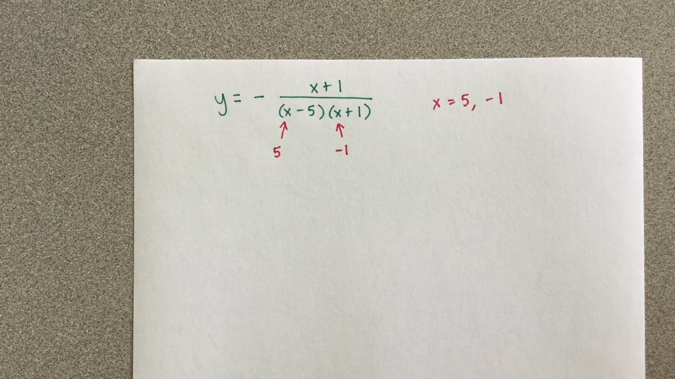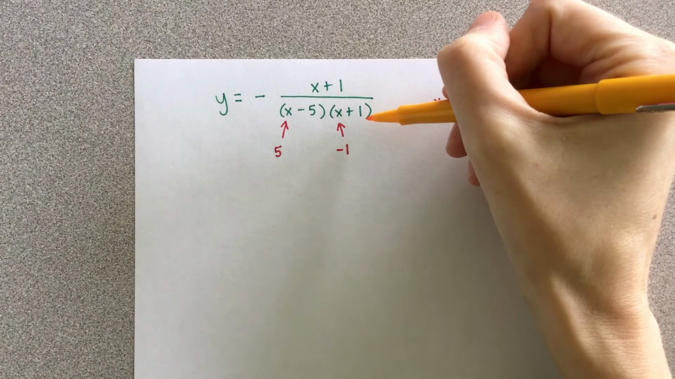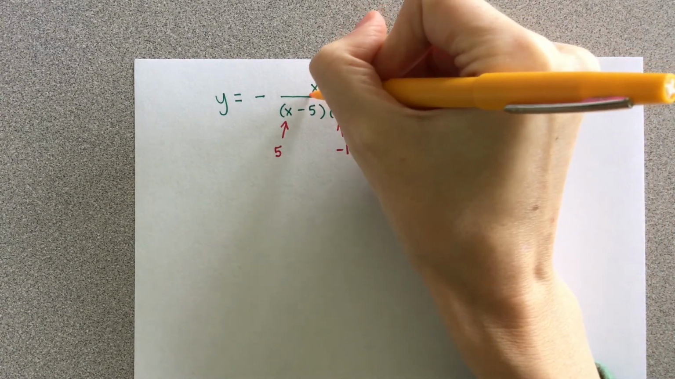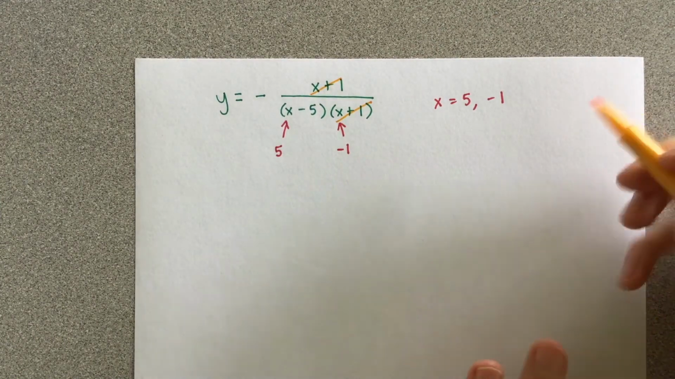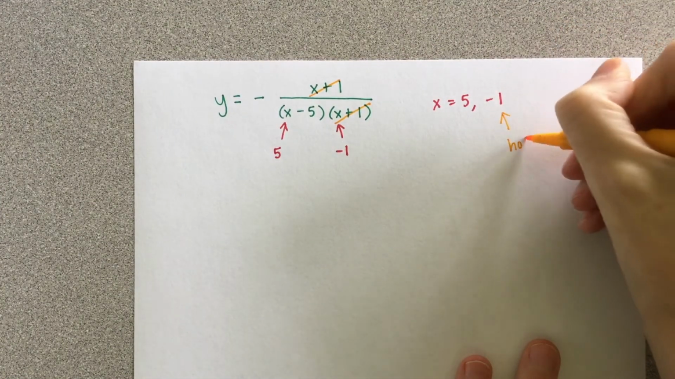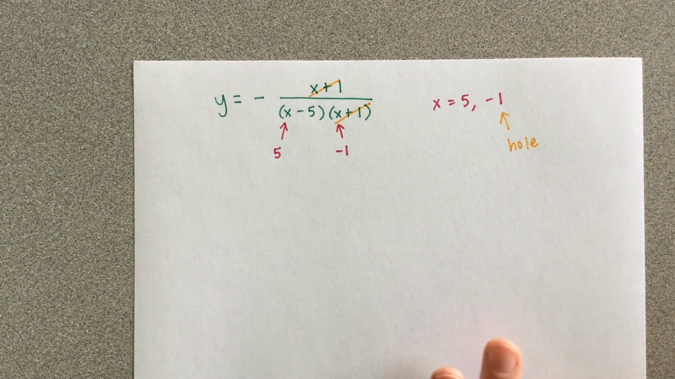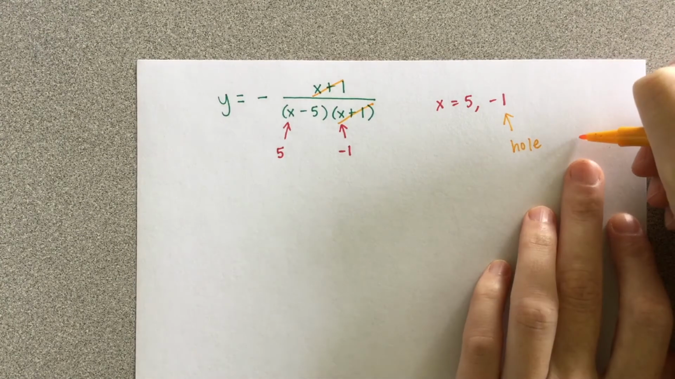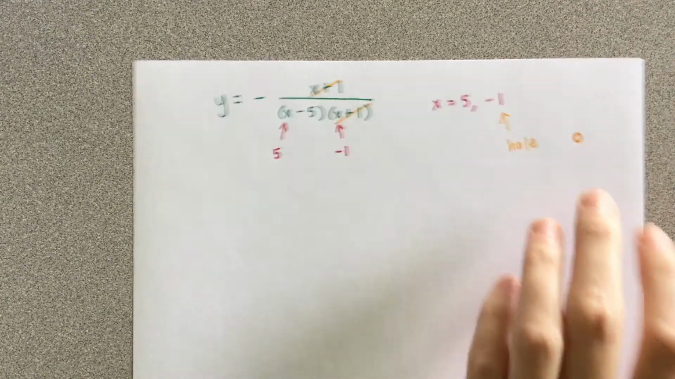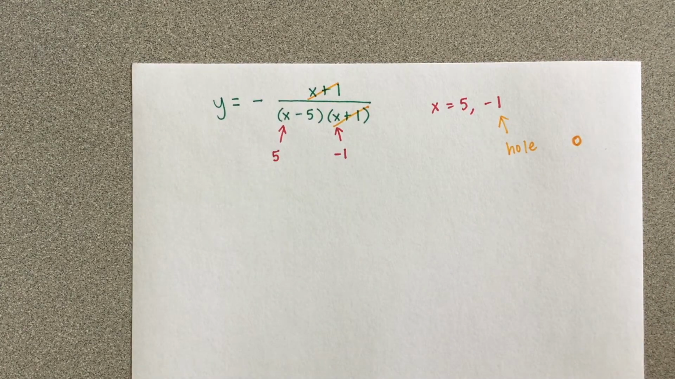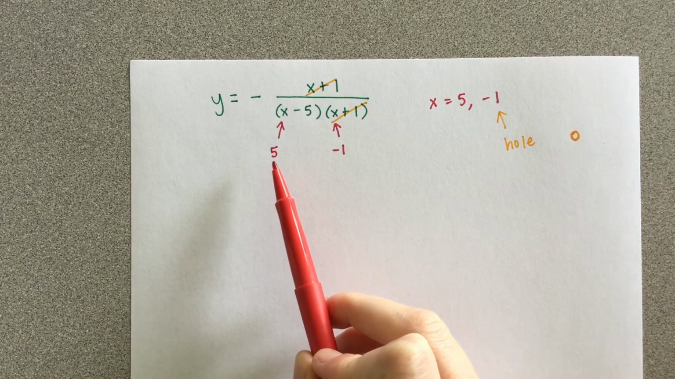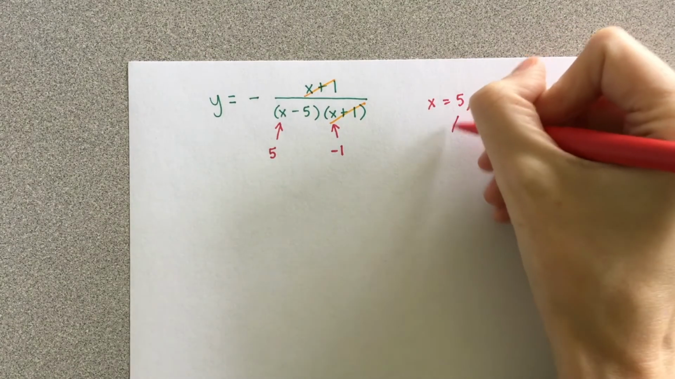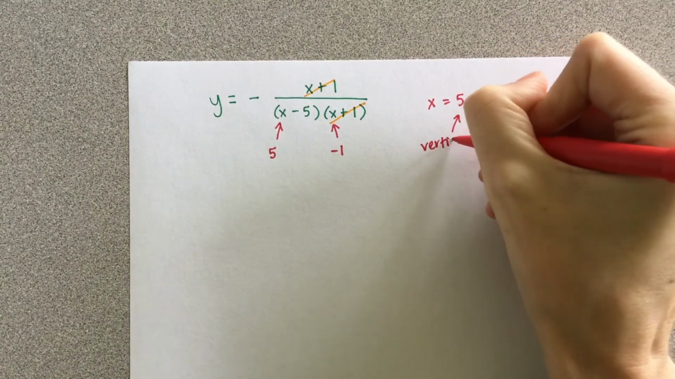So which one is the hole and which one is the vertical asymptote? Notice that the x plus 1's could cancel out. And so this -1 is going to be where the hole is in the graph. So there's going to be an open point, an open circle at that point. And then the +5, the factor that did not cancel out in the denominator, this is where there is going to be a vertical asymptote.